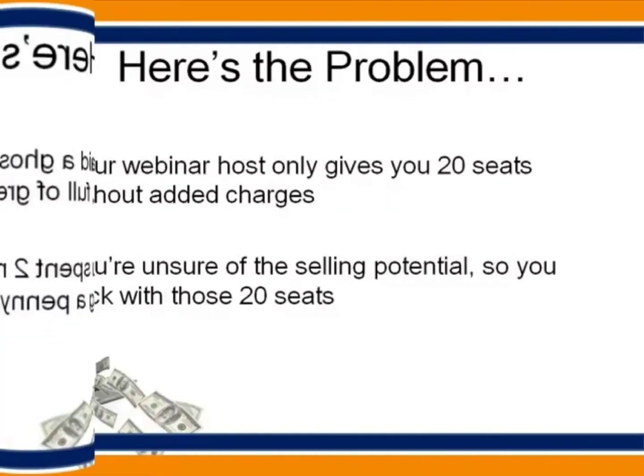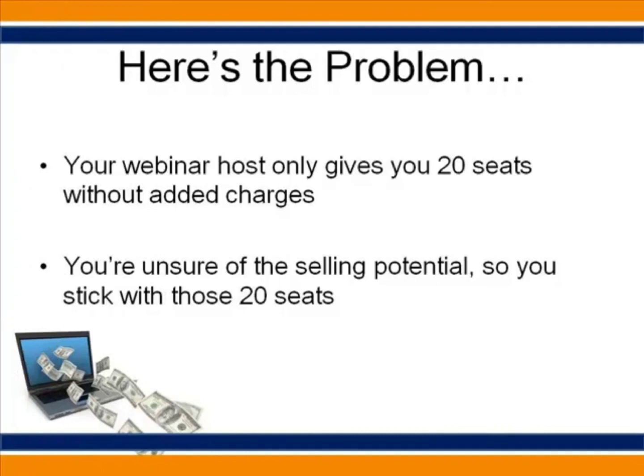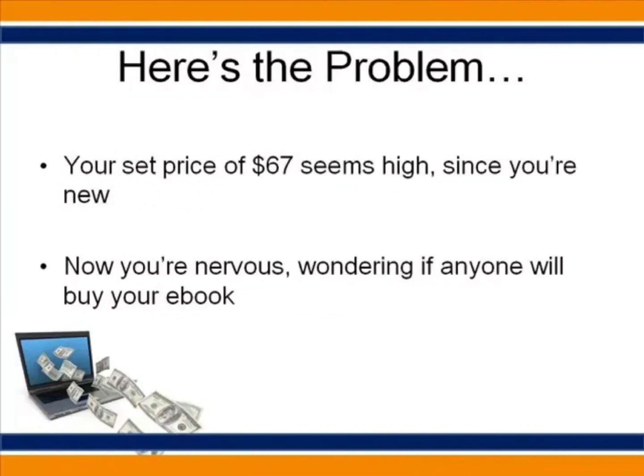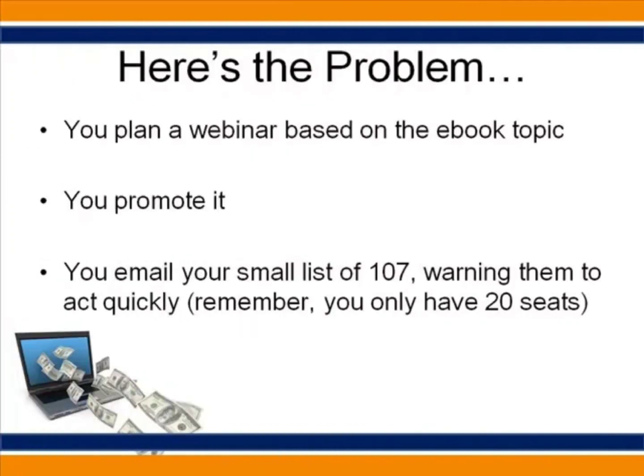Your webinar hosting provider allows you 20 seats per webinar before soaking you for extra costs per seat. You don't know if it will fly, so you decide to stick with your 20-seat limit. You fix a price of $67 on your ebook, and since you're still relatively new, that seems like a high-ticket price to charge, making you a little nervous. You plan a webinar based on your ebook topic, promote it, and send out invitations to your list of 107 people, warning them that only the first 20 registrants will get a seat.